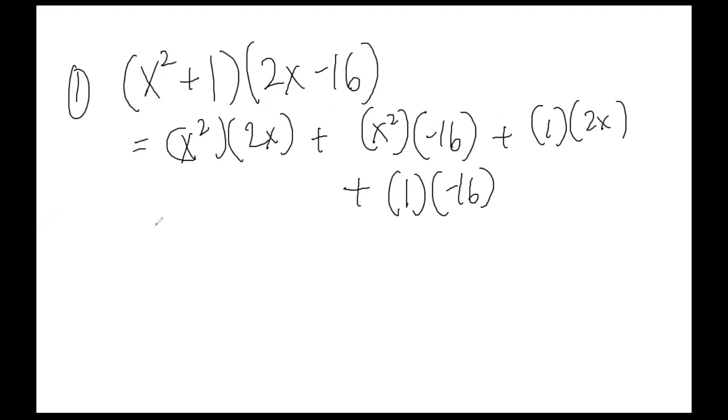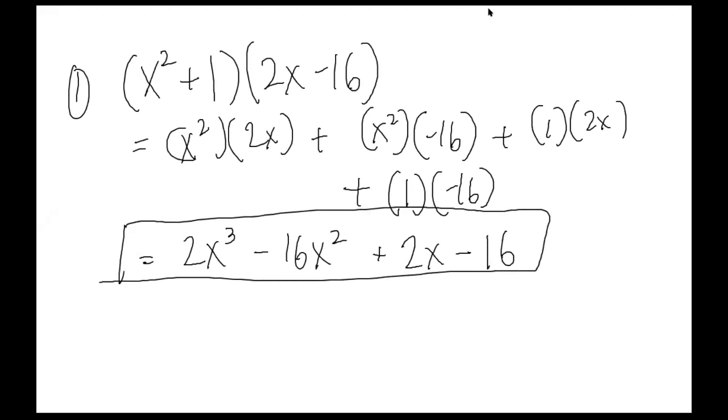So, simplifying this, ito magiging 2x cubed. How about the second term? Negative 16x squared or minus 16x squared. How about this one? 1 times 2x, so 2x lang yan. And 1 times negative 16, that's equal to negative 16 pa rin, or minus 16. Okay? This is our final answer.